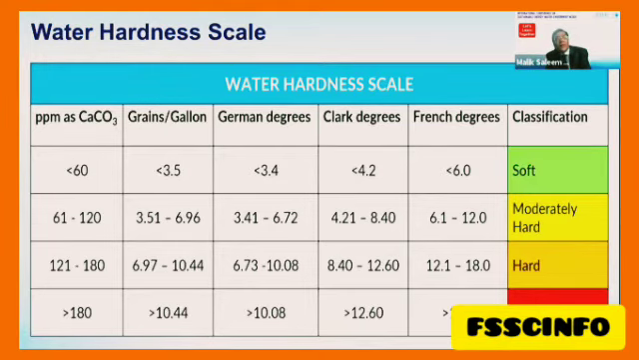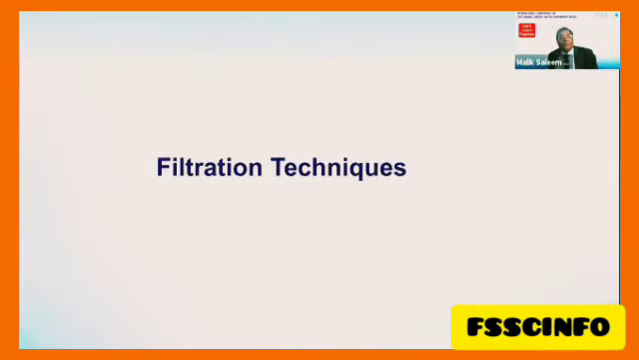And medium hardness, you can see 61 to 120 ppm is the medium hardness, and 121 to 180 is hard water, and greater than 180, it's very hard water. That's the classification of water with regard to water hardness.